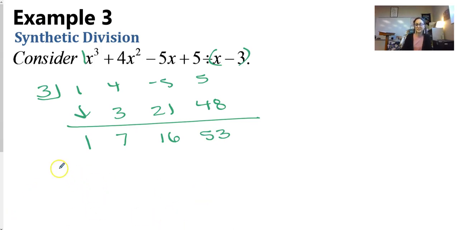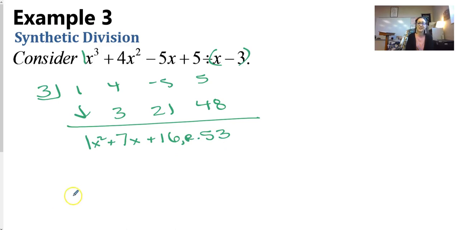All right, so now we need to make sense of the string of numbers, right? So we took a cubic and divided by a linear, so my new power should be what? It should be a square. So we should end up with a quadratic for our quotient. So I get 1x squared, and then just keep going down in power, plus 7x to the 1, technically, plus, and this is technically 16x to the 0. And then what is this, 53? That's your remainder, right?